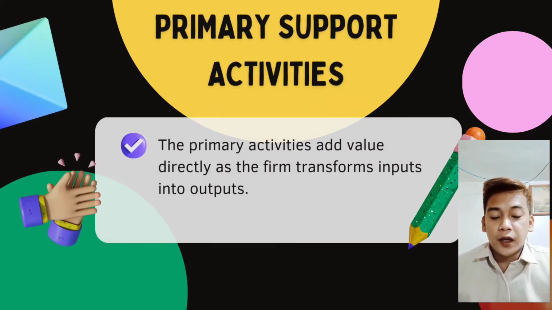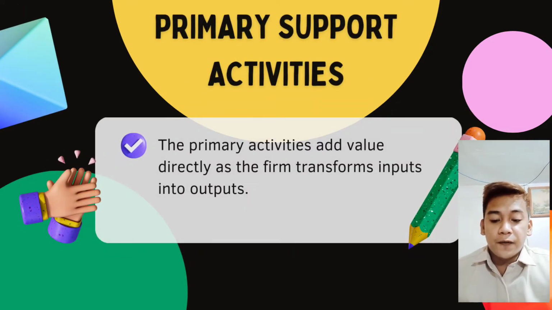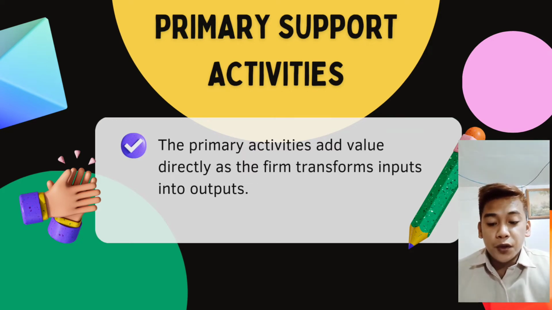Primary and support activities. The value chain transformation process is composed of a set of distinct activities. The value chain is divided into primary and support activities. The primary activities add value directly as the firm transforms inputs into outputs. So from raw materials through production phases to sales and marketing and finally customer services.